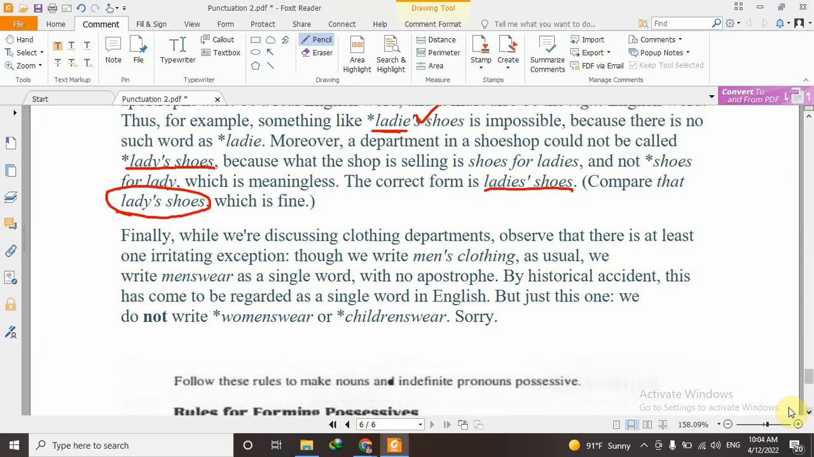This is هذه الكلمة هي إلها historical accident. طبعا هي هذه الكلمة regarded as one word by the changing of the time. يعني هاي الكلمة تلقوها بالقاموس بس هذه للرجال، بس هذه الكلمة اللي هي happened because of the changing of the language with no apostrophe. By historical accident, this has come to be regarded as single word in English. But just this one, فقط هذه الكلمة.